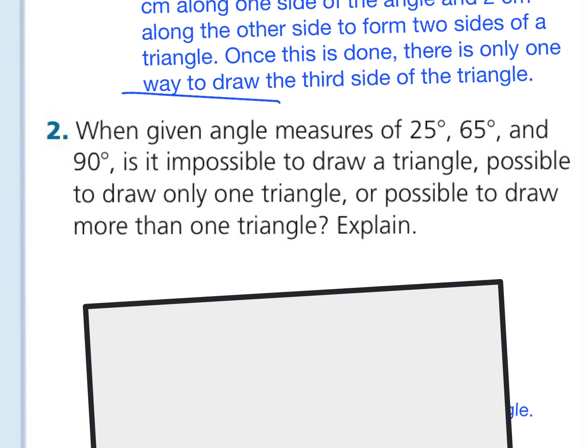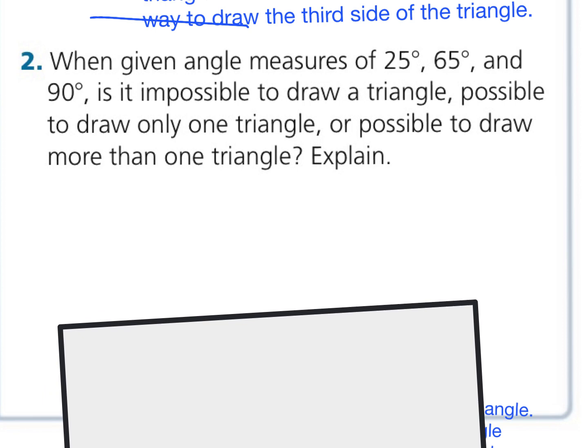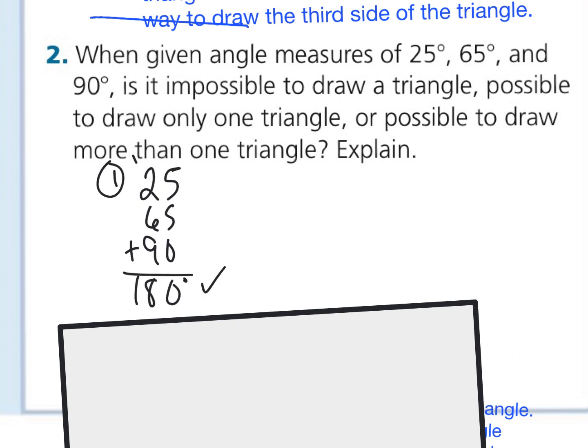So first, if you think of these angle measures, we have 25, 65, and 90. The one thing we want to do is consider whether we have 180 degrees total. So if you add these together, that does add up to 180 degrees. And so potentially we could draw a triangle with it. The only question now is, can we only draw one triangle, or do we have more than one option? And if you think about it, they've given us 3 angle measures, but they haven't said anything about the side lengths.